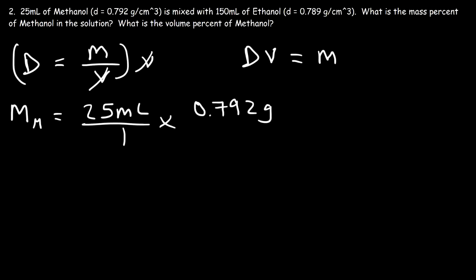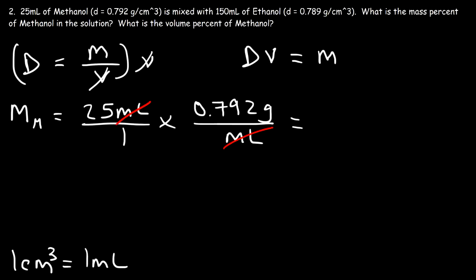0.792 grams per cubic centimeter. Now it's important to understand that 1 cubic centimeter is equivalent to a milliliter. So this is basically grams per milliliter. And now these units will cancel. So 25 times 0.792, that means that we have 19.8 grams of methanol, which is CH3OH.